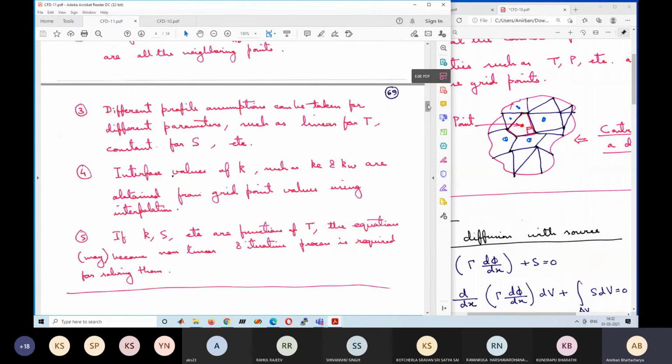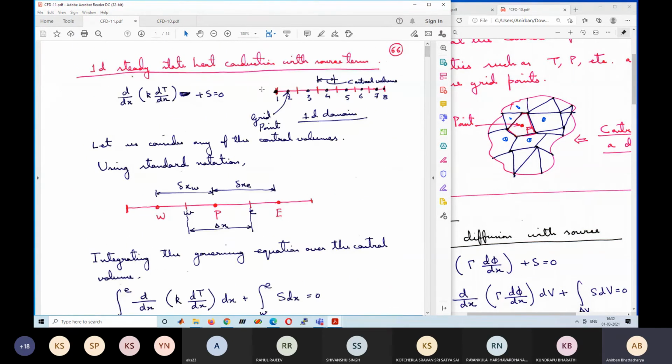Is this clear? So the aim of this part was to show you how to use the finite volume method. First time we are seeing how to use the finite volume method for an actual problem. That's why we have taken a very simple problem with a very simple 1D geometry, and we have seen how to discretize over a single control volume using the finite volume method.